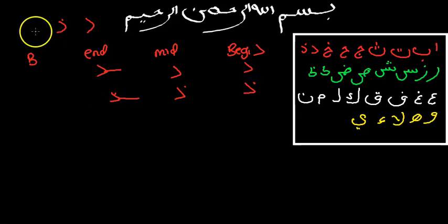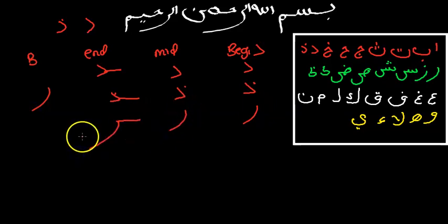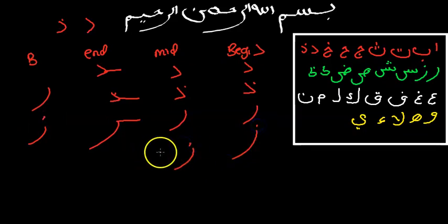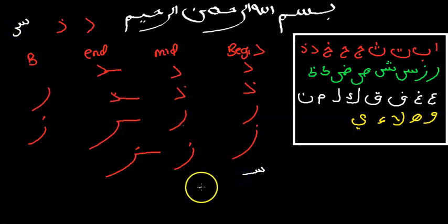What about ra'un? The isolated form of ra'un is this. Beginning form is this, middle form is this, and the end form is this. The isolated form of zayyun is this. What about the beginning form? This is zayyun, this is zayyun, and this is zayyun. Sinun. The isolated form of sinun is this. The beginning form of sinun is this. This is the middle form, and this is the end form.